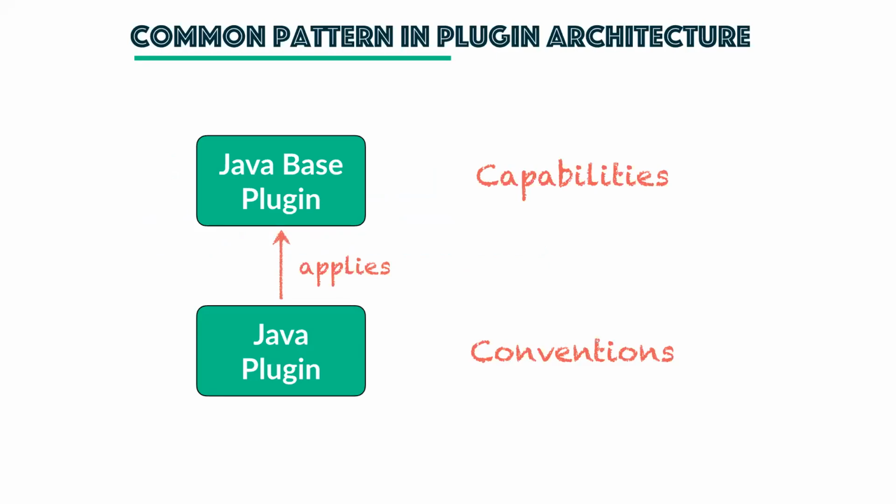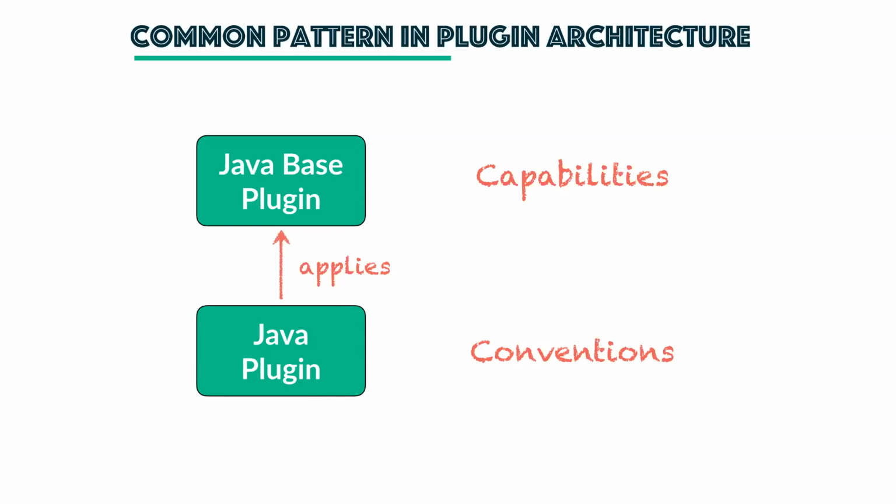It already knows how to produce Java docs and things like that. All of those are conventions, and those conventions already define where to look for source code, where to put the jar file, where to create Java docs and things like that. So those are typical conventions.